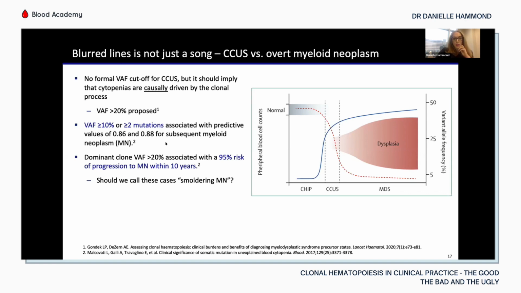And again, when you look at the predictors of high-risk CCUS, i.e. those cases most likely to go on to become MDS or AML, it's a VAF above 10% or multiple mutations that are most predictive. And if you have a dominant clone with a VAF greater than 20%, this is associated with a 95% risk of progression to a bona fide myeloid neoplasm within a decade. So again, should we one day call these instead smoldering myeloid neoplasms? I don't know, but I propose it's a thought.